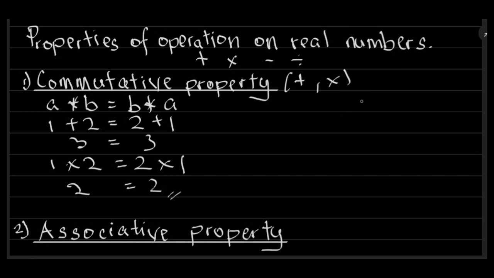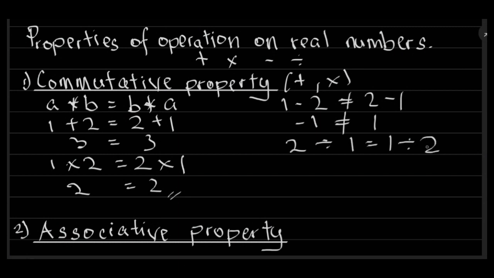But when we try that for subtraction, it is not the same. 1 minus 2 is not equal to 2 minus 1, because we are going to have negative 1 here, which is not equal to 1, as we are going to have here. In the same instance, 2 divided by 1 is not equal to 1 divided by 2. This will give us 2, on the other hand, we are going to have 0.5 or half. Okay, so commutative property only works for addition and multiplication.